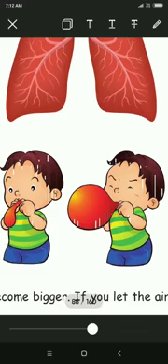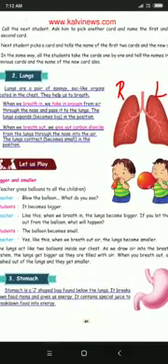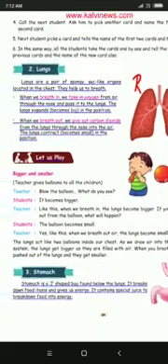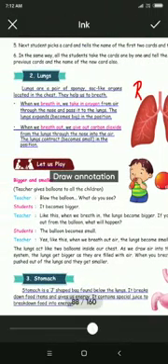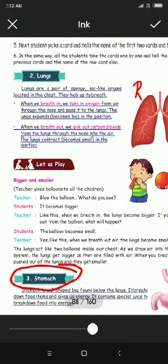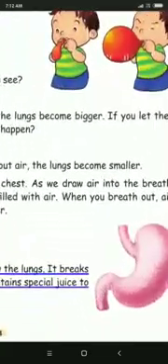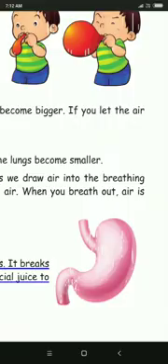Next, the third one, stomach. Do you know it very well? Stomach is a J-shaped bag found below the lungs. It breaks down food items and gives us energy. It contains special juice to break down food into energy. What is the shape of it? This is the structure of the stomach. The stomach is a J-shaped organ. It breaks down food items and gives us energy.